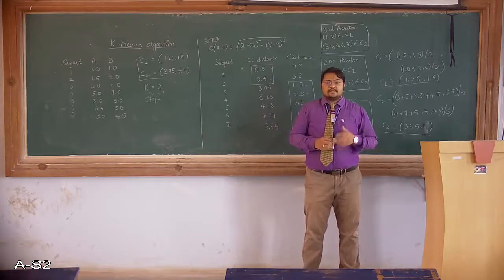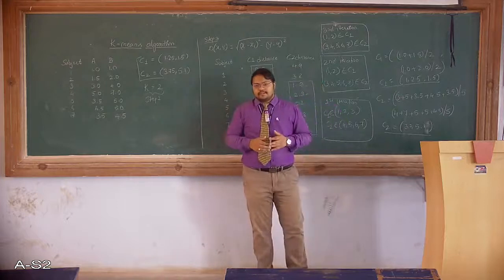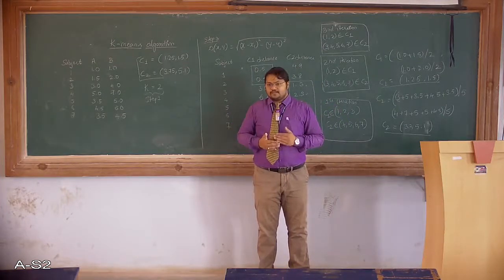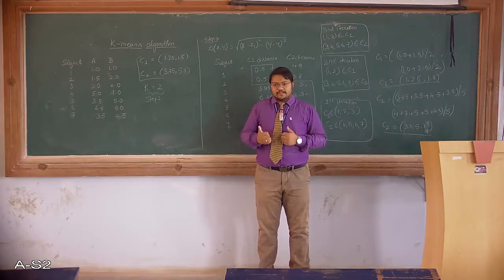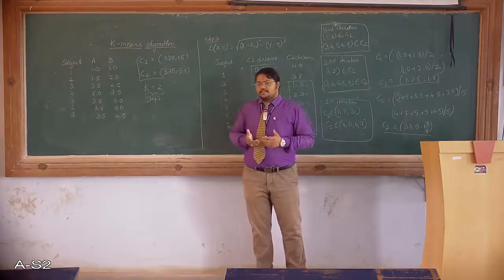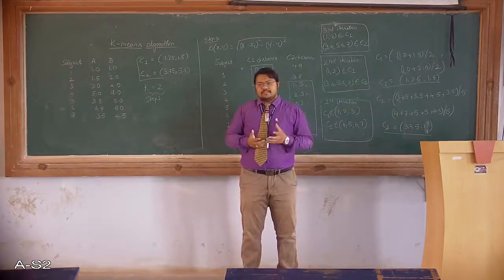The sixth step is to check whether the stopping criterion has been met. If the stopping criterion has been met, then proceed to the next step. If it has not been met, go to step 3, which is the computation of Euclidean distance. The seventh step is optional in nature. Either you can go for splitting of the clusters or merging of the clusters.